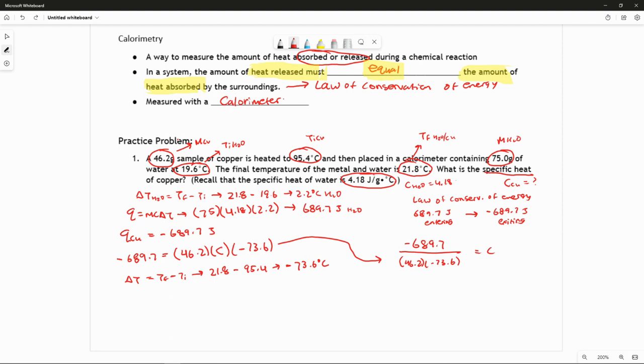All right. When you solve this, you're going to get a C value for copper of 0.203. The unit for C is always joules per gram times degrees Celsius. That is your final answer: 0.203 joules per gram times degrees Celsius. And that's it.